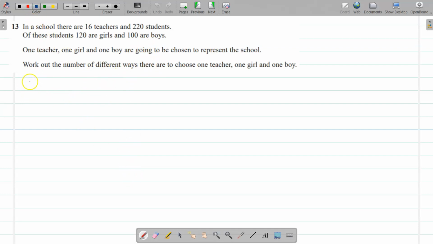Really easy, this. It's a simple combination problem: you want 16 teachers, and each one of those can be paired with any one of 120 girls and any one of 100 boys. If you put that all into the calculator, you get 192,000 as the total number of combinations.